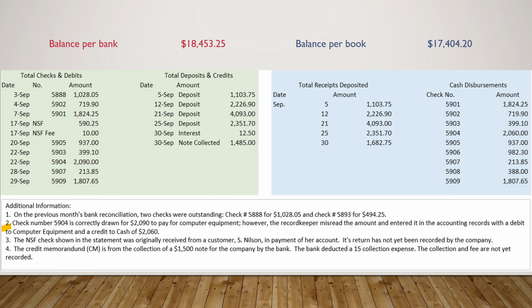Item number 2. Check number 5904 was correctly drawn for $2,090, but it was entered into the accounting records as $2,060. You might have noticed this discrepancy when we identified our outstanding checks. $2,090 is the amount taken out of our bank account, but we put the wrong amount in our ledger of $2,060. Think of this in terms of the impact on our cash T account.